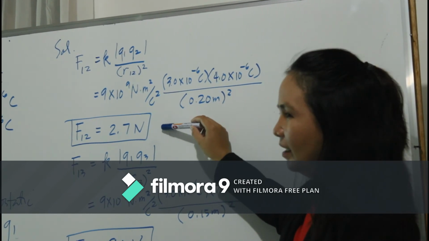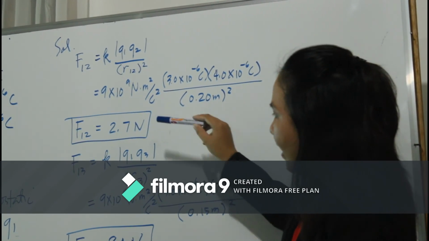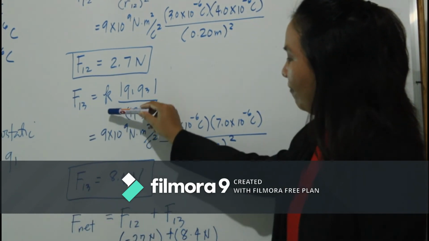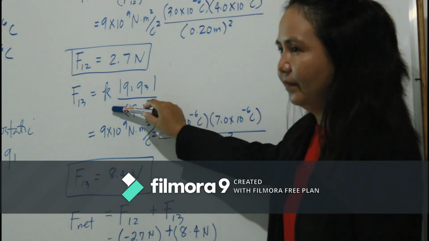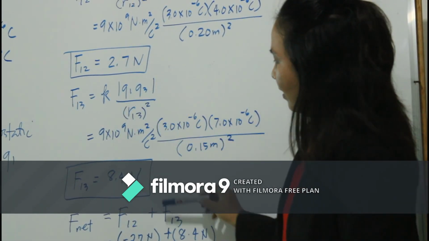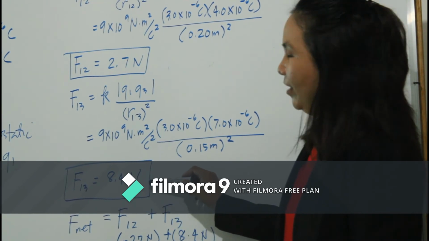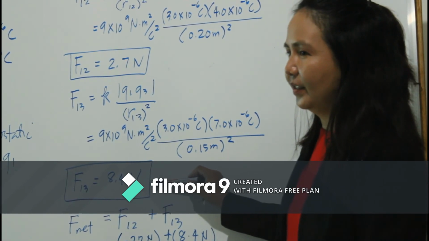Newton, while the magnitude of F1 and 3 is equal to 8.4 Newton.